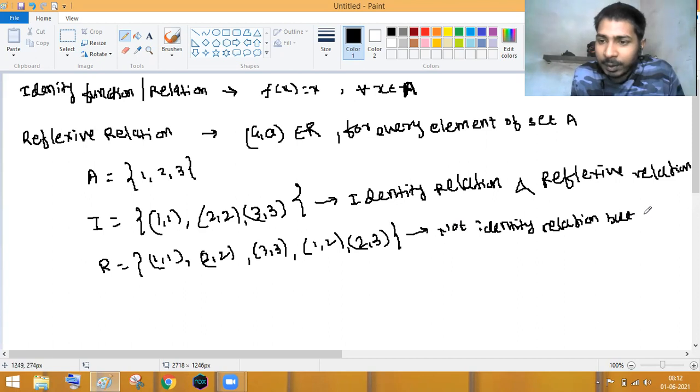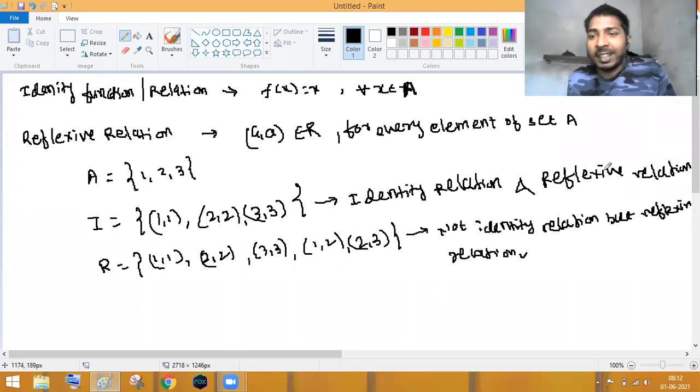Okay, but what is the meaning of this? It means that every identity relation is reflexive, but every reflexive relation is not identity. You also said just now, sir, that it will be. So check this out. Are you clear with the identity relation?